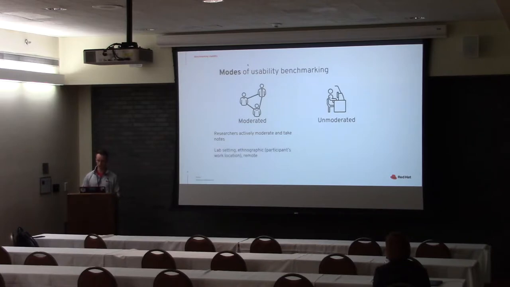This can be done in a lot of places. When I say lab setting, it could be a big mirror that people are looking through on the other side. It could just be a conference room. It could be ethnographic, in the participant's work location, although that's a little bit harder to swing, but can be really interesting if you can do that. And with OpenShift, we did it all remotely. With software products especially, that's easy enough to do.